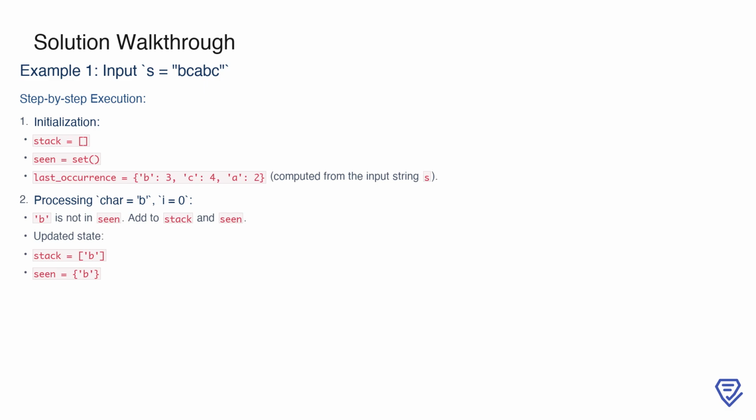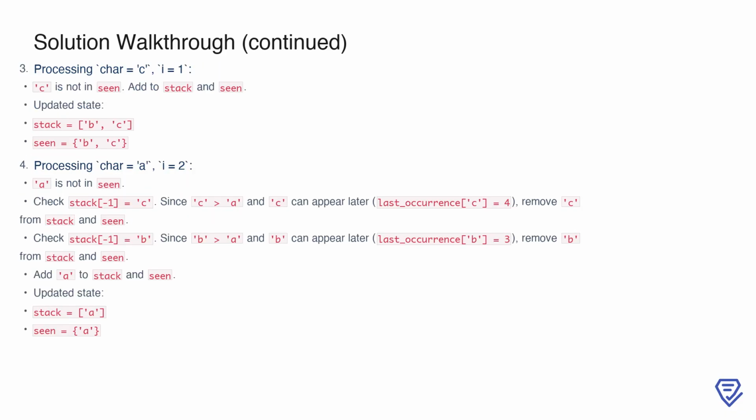Now, we process each character. At index 0, the first character is b. Since b is not in the seen set, we add it to both the stack and seen. After this step, the stack contains b, and seen is b. Next, we process the character c at index 1. Similarly, c is not in the seen set, so we add it to both the stack and seen. The updated state is stack equals b, c, and seen equals b, c.